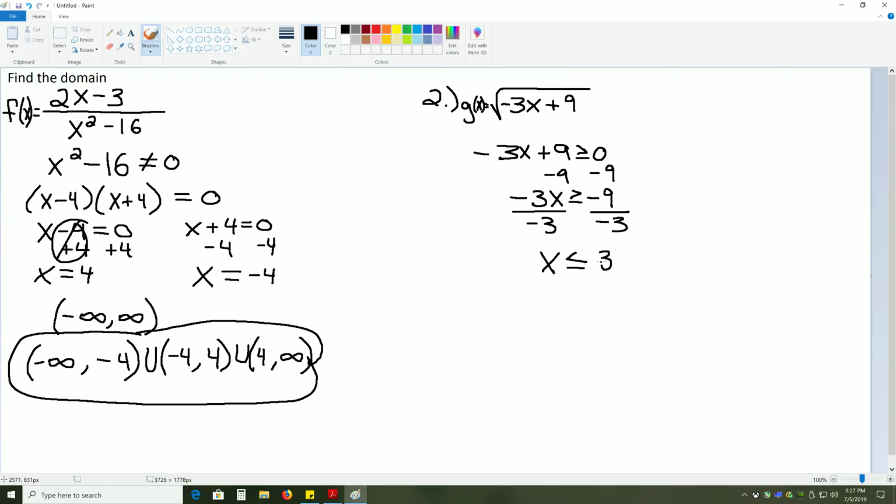So to write this in interval notation for the domain, x is less than or equal to 3 means every number less than 3 works, all the way until negative infinity. And everything up to and including the 3, because of the equal sign, will work. So we'll say all the way up to 3, but with a bracket because we can include 3. And this represents the domain of the original problem.